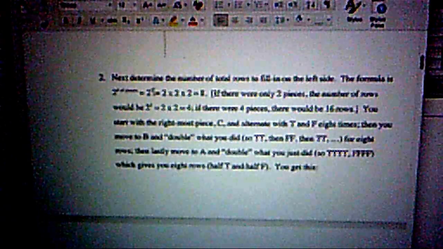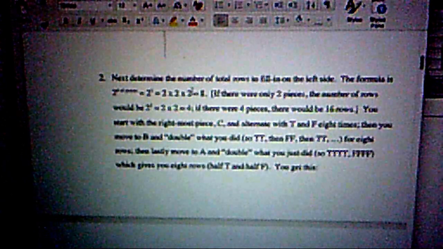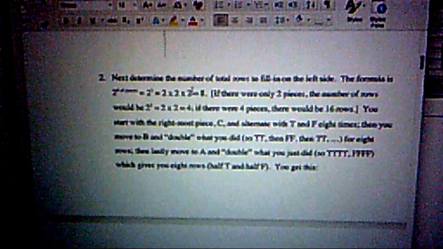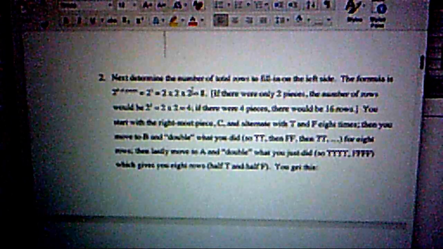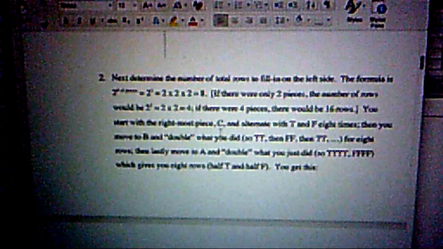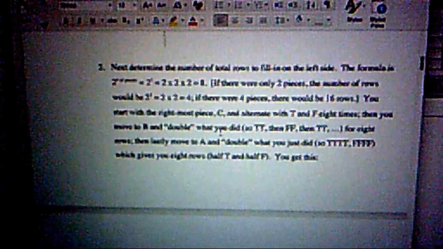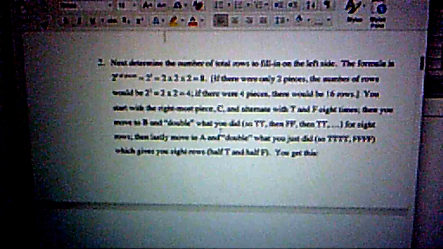That's different. Exponents is you multiply it by itself that many times. So 2 to the third, in this case, we have 3 pieces, A, B, and C. So that fits this pattern, 2 to the third. It's 2 times 2 times 2 is 8. If there were 4 pieces, it'd be 2 times 2 times 2 times 2, which is 16. It gets big fast, okay? So after you determine the total number of rows, in this case 2 to the third equals 8, there's 8 total combinations, and here's how you fill it in.